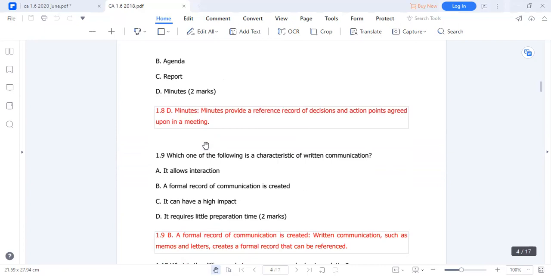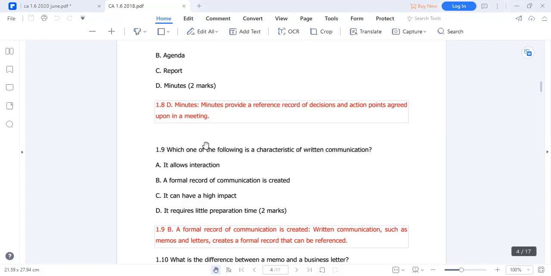Which one of the following is a characteristic of written communication? Number 1, it allows interaction. Number 2, a formal record of communication can be created. Number 3, it can have a high impact. Number 4, it requires little preparation time. The answer is a formal record can be created, yes.